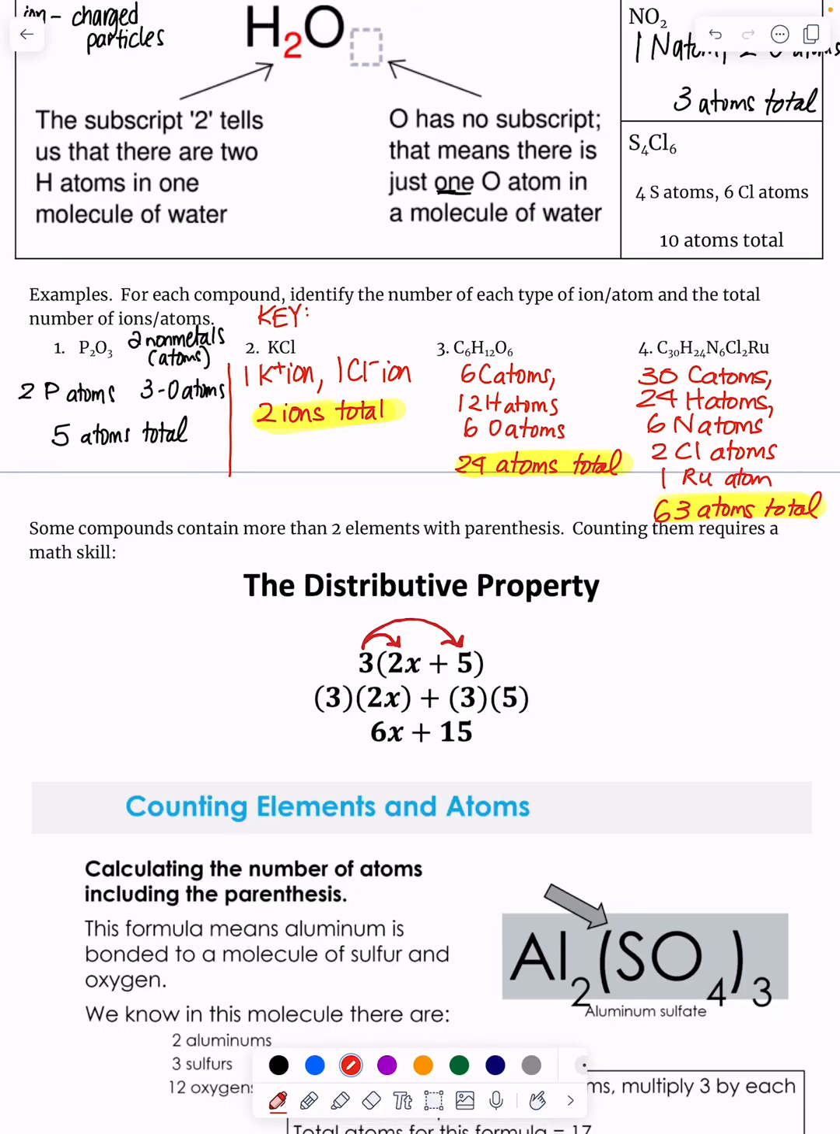Hey chemists, we're going to go over counting atoms, and we're going to learn about another type of compound that has parentheses in it. But before we get there, you could check your answers to the previous examples right here. For KCl, you should have got 2 ions total. For C6H12O6, you should have got 24 atoms total with those different elements there. And then finally, for this last one, you should have got 63 atoms total. Sometimes you got to make a little bit more difficult ones. So you could check your answers there.